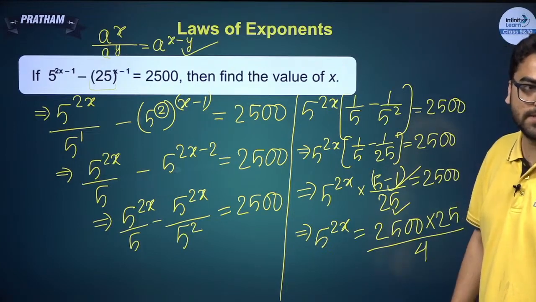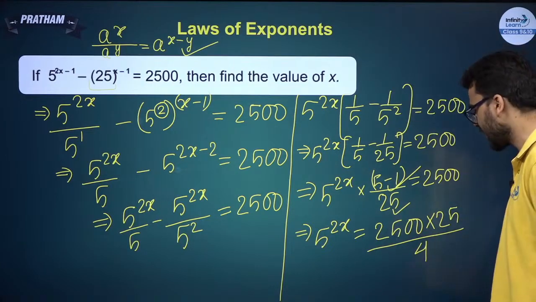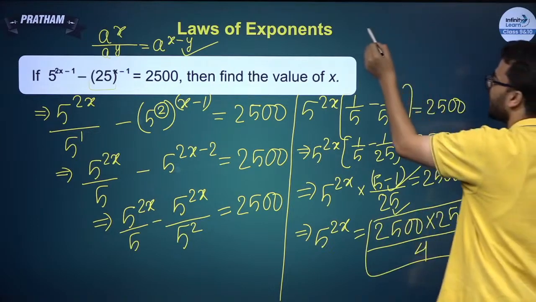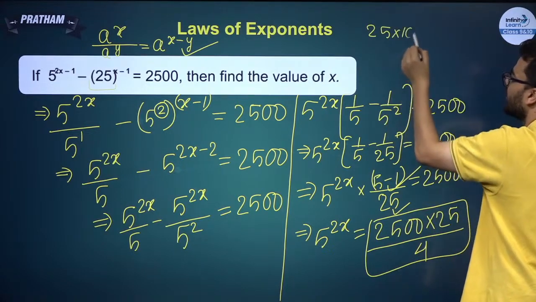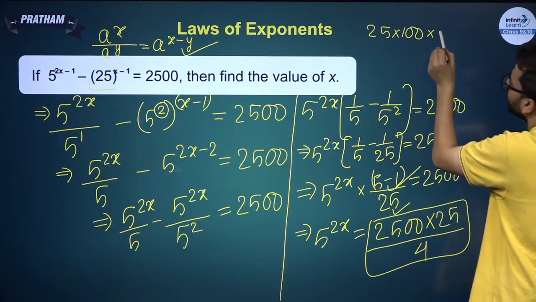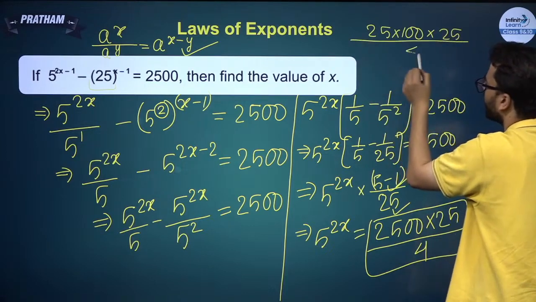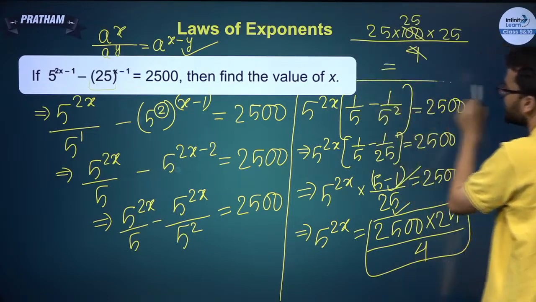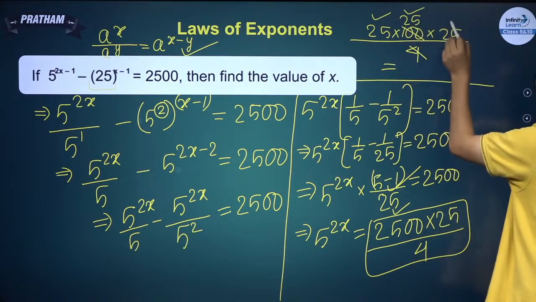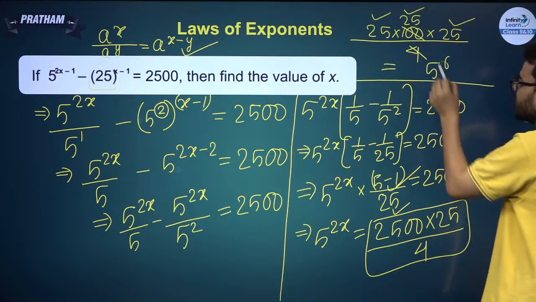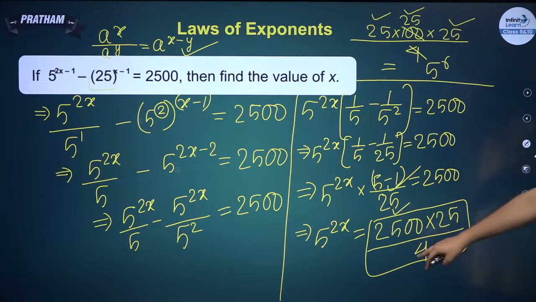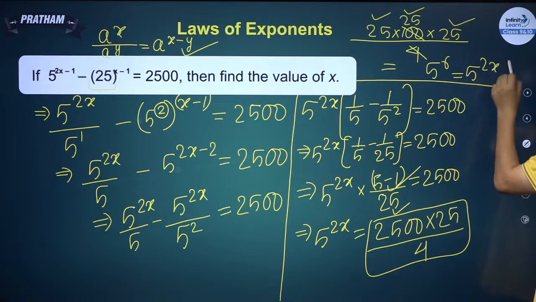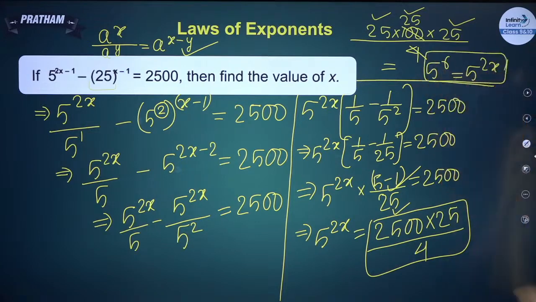Okay Sushila, I hope you are understanding, because this is maths, right? So over here we have to simplify this thing. 25 into 100 I can write over there, right? 25 into 100, and another 25 is there, the whole divided by 4. So this will give you 25, right? Now see, what is this equal to? This is 5 square, 5 square, 5 square. So can I say this is 5 raised to the power 6? So 5 raised to the power 6 is equal to 5 raised to the power 2x. I hope this is clear to everybody.